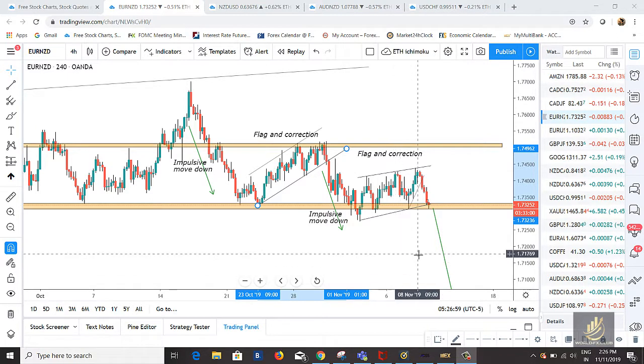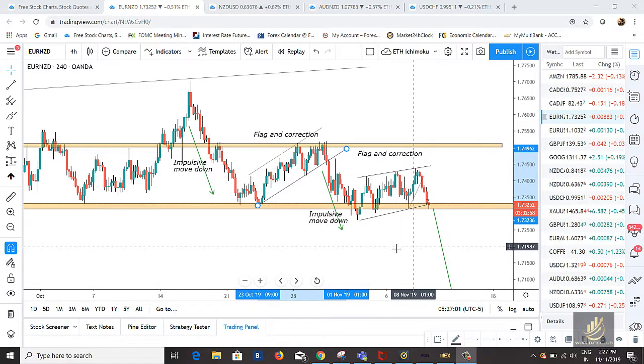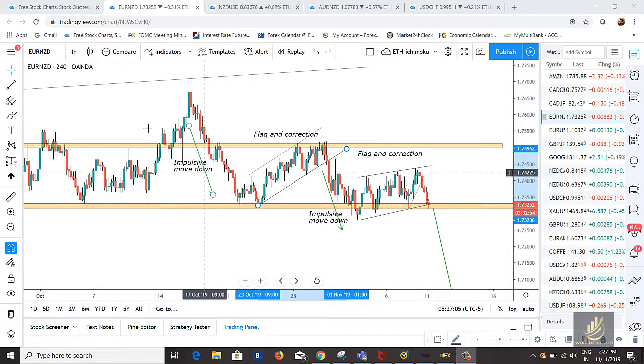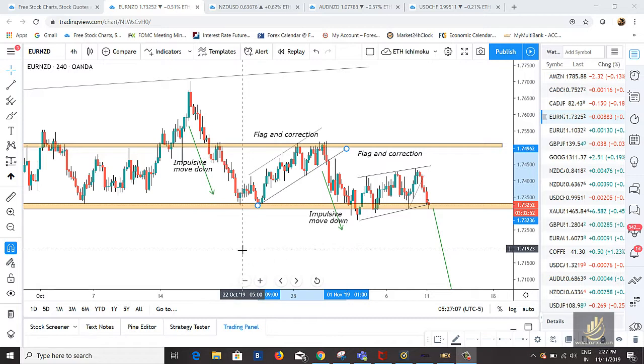Hello everyone. So let's talk about some trades that I've taken recently. So this is one of the pair, Euro versus New Zealand dollar.